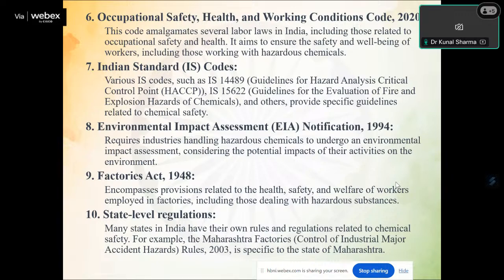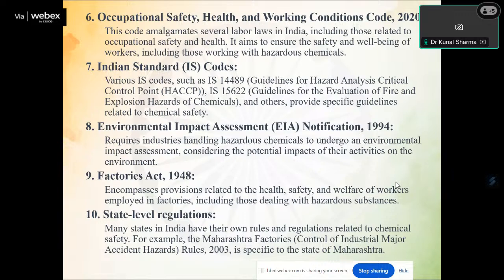Then we have one more, the Environmental Impact Assessment, the EIA Notification 1994. It requires industries handling hazardous chemicals to undergo an environmental impact assessment considering the potential impacts of their activities on the environment. The Factories Act, 1948, is a major act which encompasses all the factories which have more than 10 workers for non-power, and 20 for power. It encompasses provisions related to the health, safety and welfare of workers employed in factories, including those dealing with hazardous substances.